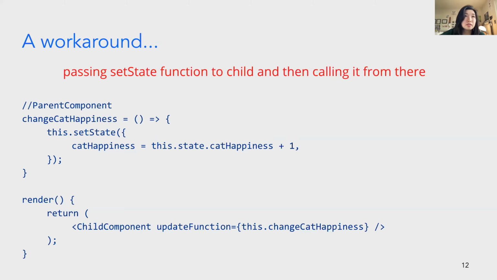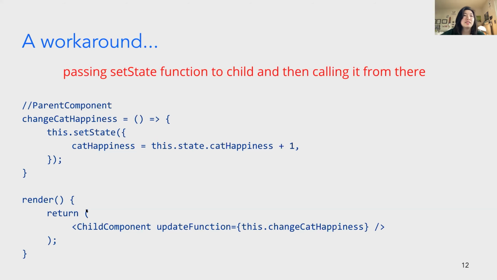So let's say you have a parent component and you have this function called changeCatHappiness, and in changeCatHappiness, you set the state to increment catHappiness by 1. Okay, yeah. So you probably need to use this sometimes, but most of the time you should not be using stuff like this. But yeah, just pay attention.